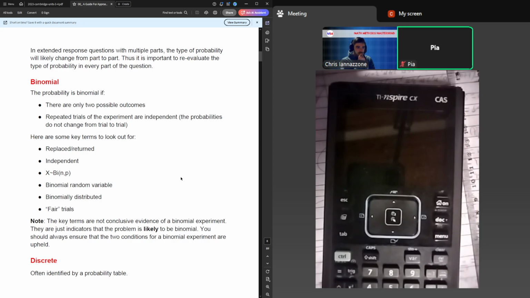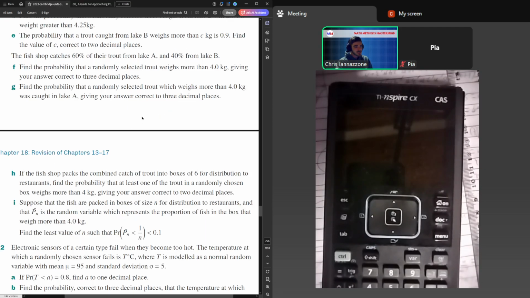Repeated trials? Yeah, repeated trials are independent. So we figured out earlier that the basic probability of getting a trout greater than 4 kilo was calculated in, where was it? Yeah, F. So broadly speaking, any random trout being more than 4 kilo is going to be calculated by the answer of part F. And so when you now have a box of 6 of those random trout, each repeated trial is going to be independent because any given trout is going to be subject to that same probability.